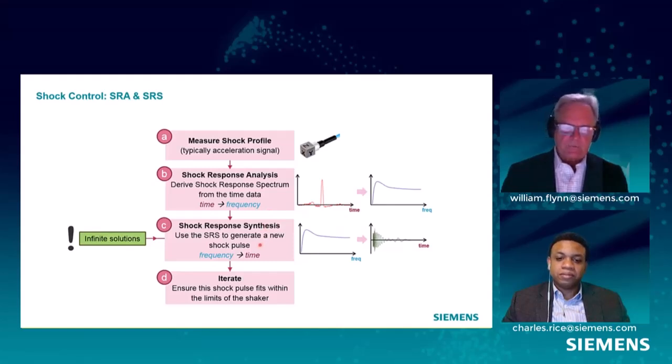I can generate a time pulse, but there's an infinite number of solutions. So as I'll show later, there's a lot of different ways of defining those individual single degree of freedom systems, as far as damping, as far as time offset, as far as period. You know, there are different ways of generating that time pulse from the SRS, or shock response spectrum. And so the next step is to iterate on this initial time pulse, to adjust those spectral components so that they're more in line with the reference SRS spectrum.